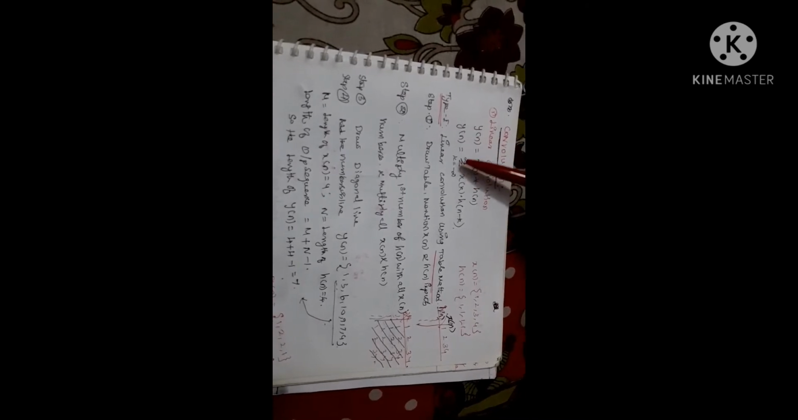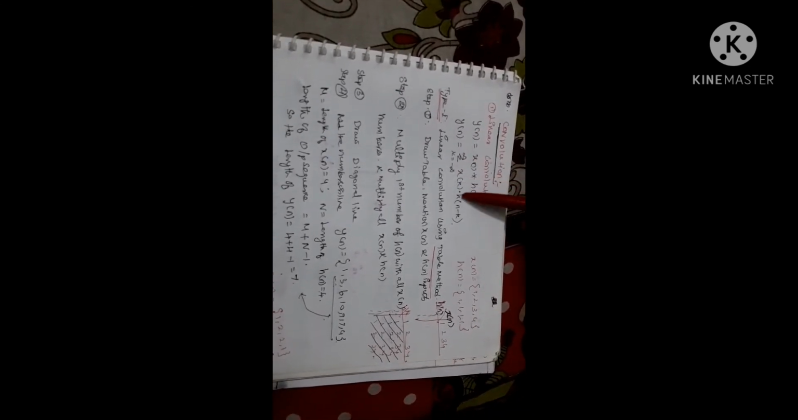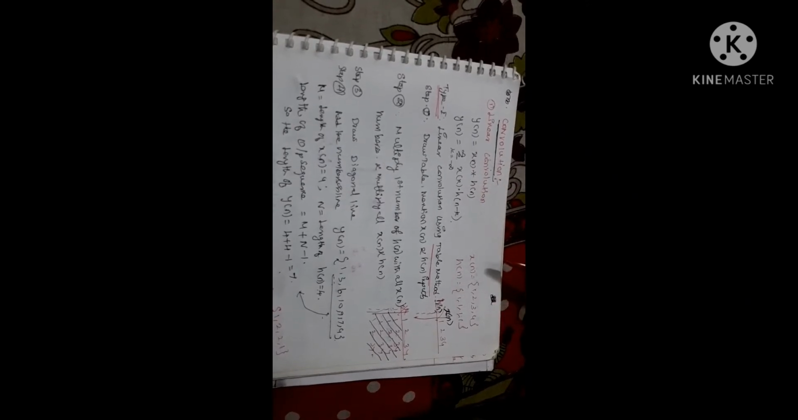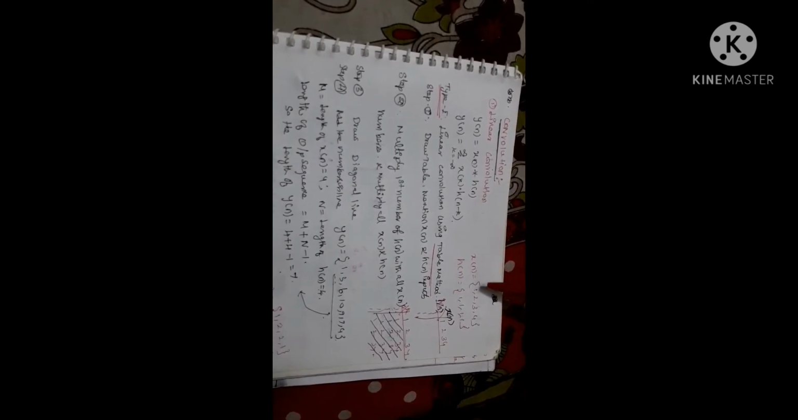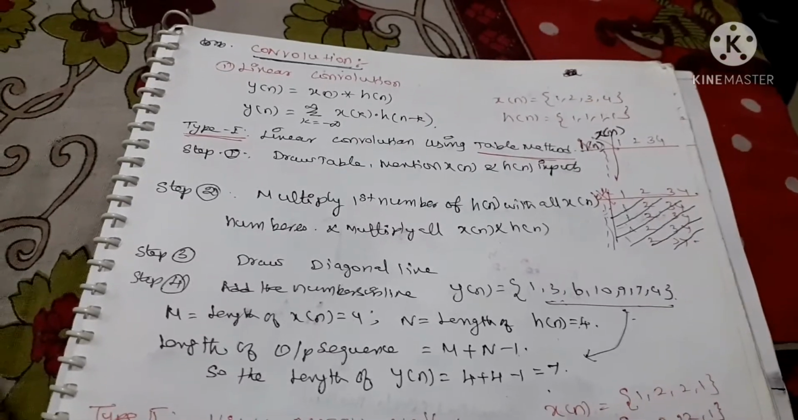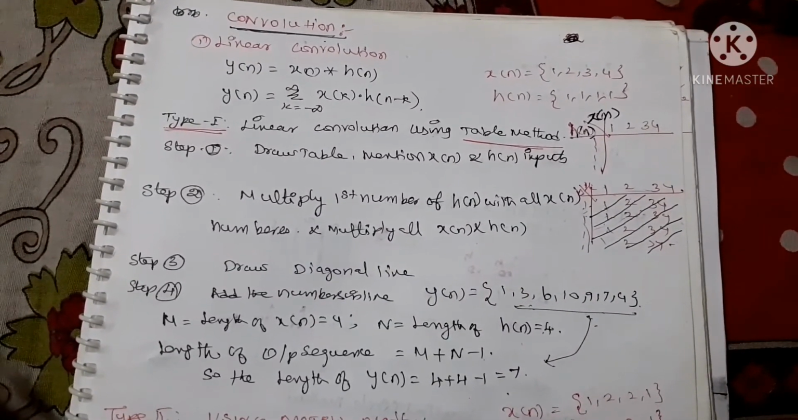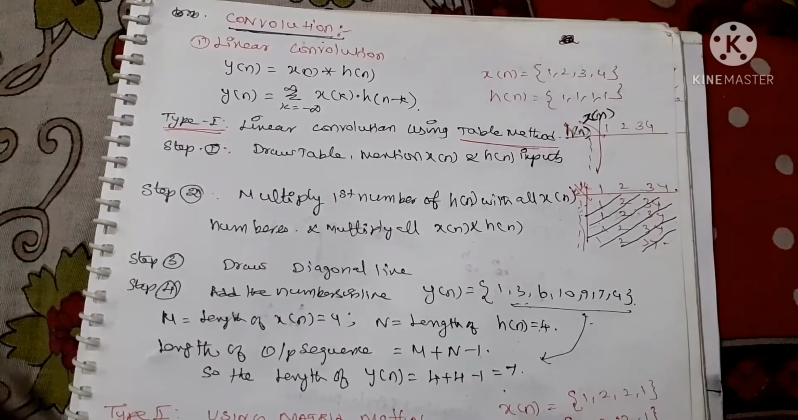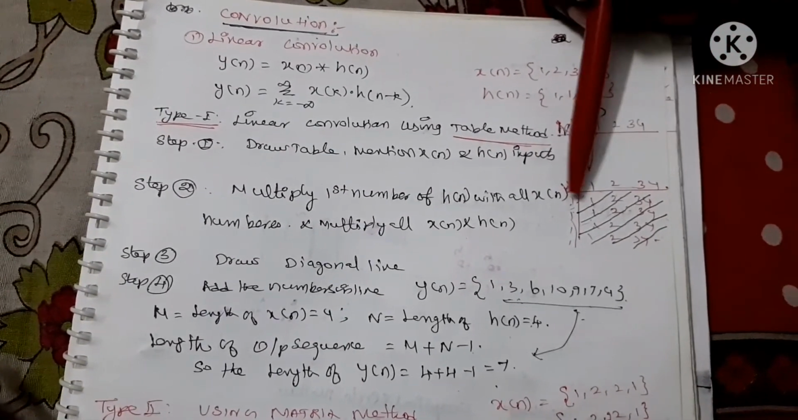So y of n equal to summation k equal to minus infinity to infinity x of k h of n minus k. For example, in the tabulation method, x of n equal to 1, 2, 3, 4 and h of n equal to 1, 1, 1. The first step is to draw the table mentioning the x of n and h of n inputs. Here x of n is in the row, 1 2 3 4, and h of n is in the column, 1 1 1.